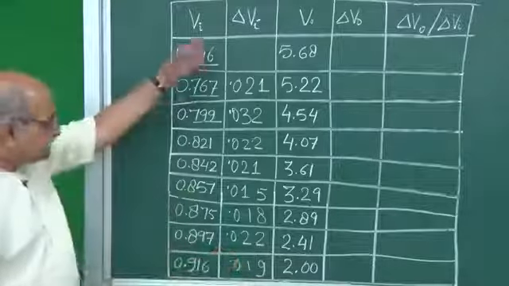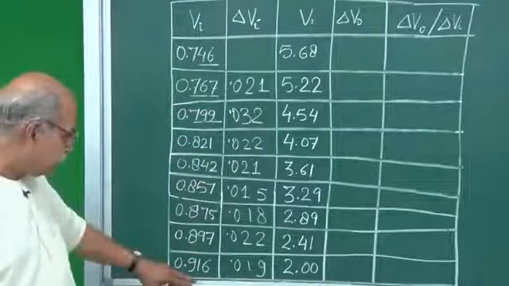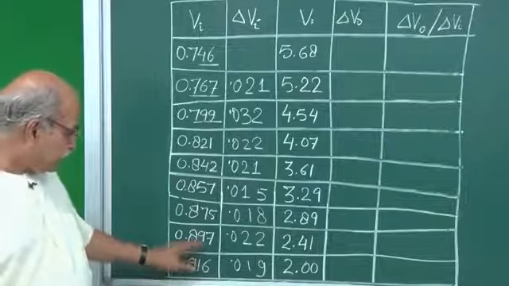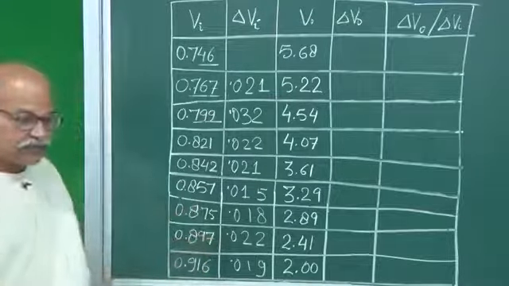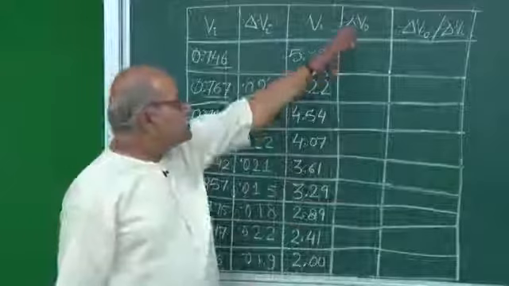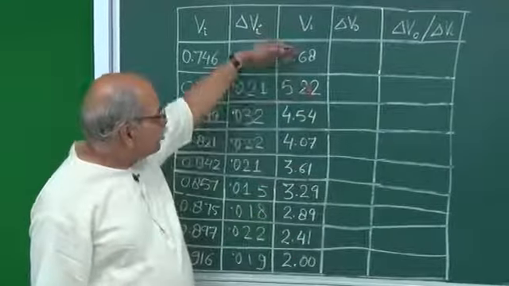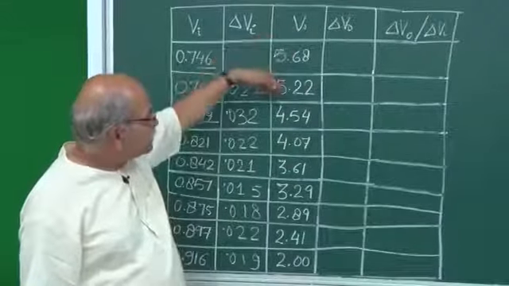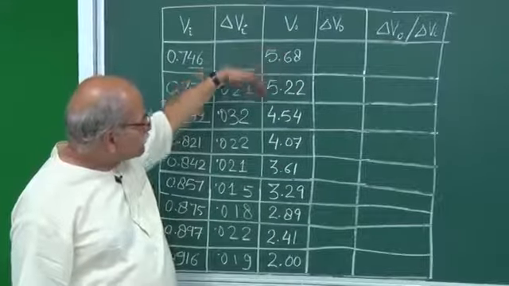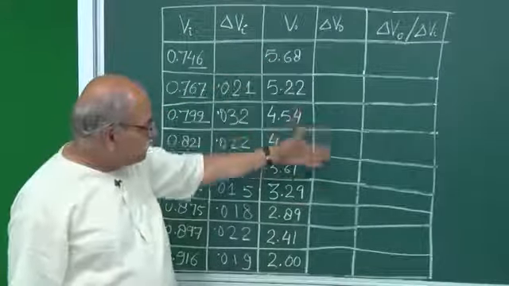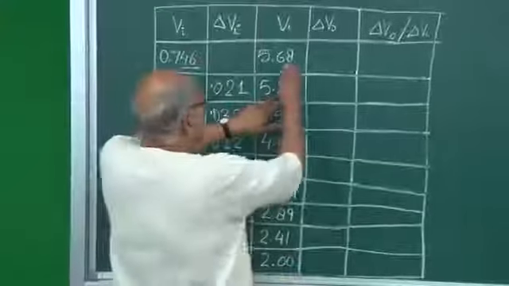Please check, please verify if this subtraction is correct. This minus this should be here, this minus this should be here, and so on. Similar thing we have to do here. This is delta VO. So I have to see how much this VO has decreased. So I have to subtract this from this, and so on. So let me fill this column. So I have to subtract this from this.